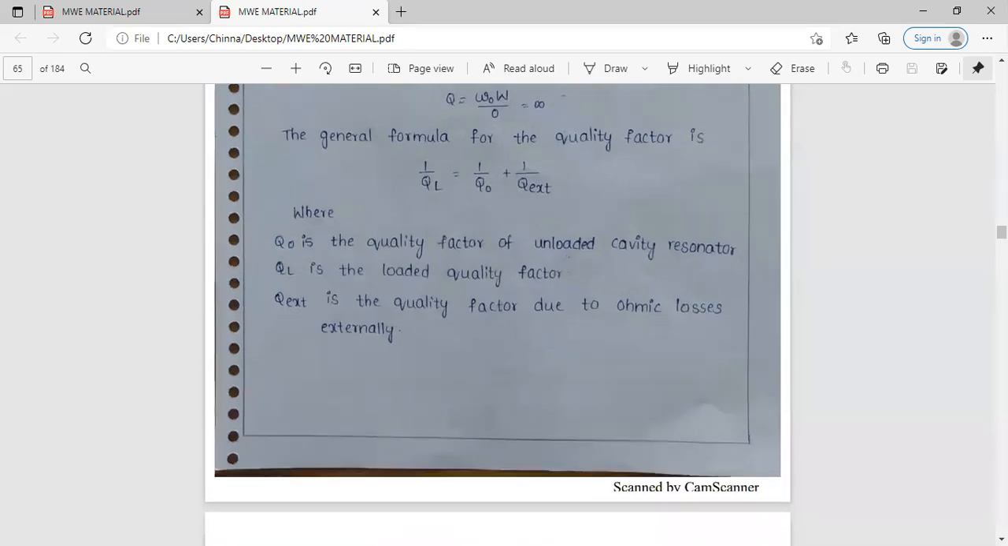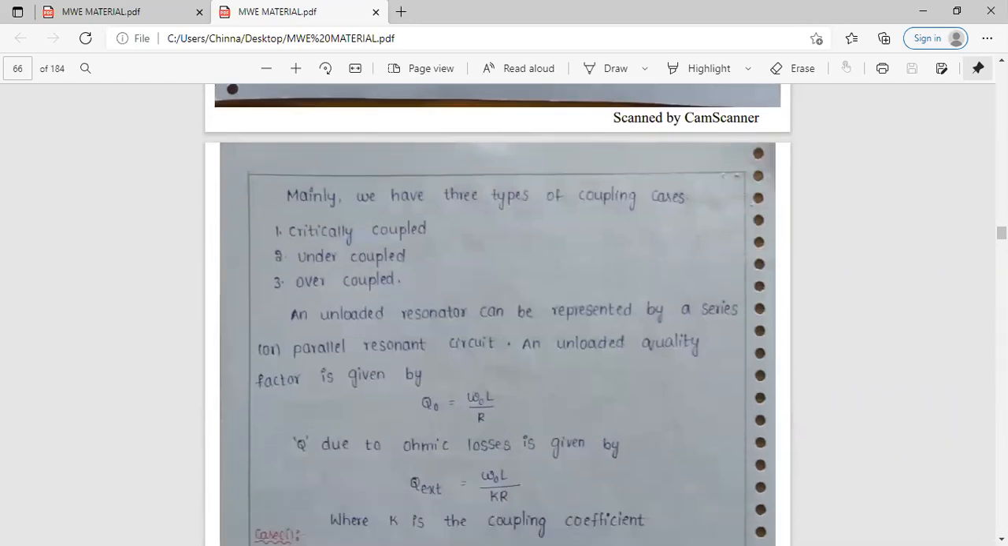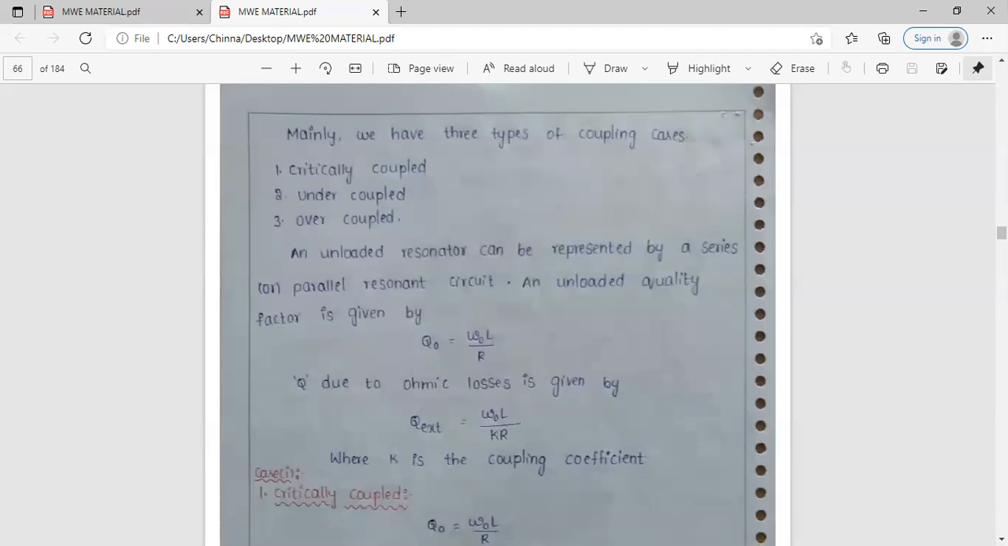So this is the quality factor. Mainly we have three types of coupling cases in coupling coefficients: critical coupled, undercoupled and overcoupled. So ఈ కేసెస్ ని మనం రిప్రజెంట్ చేస్తాం. ప్రీవియస్ కూడా వచ్చింది మనకి ఇది టాపిక్, critical coupled and undercoupled and overcoupled.